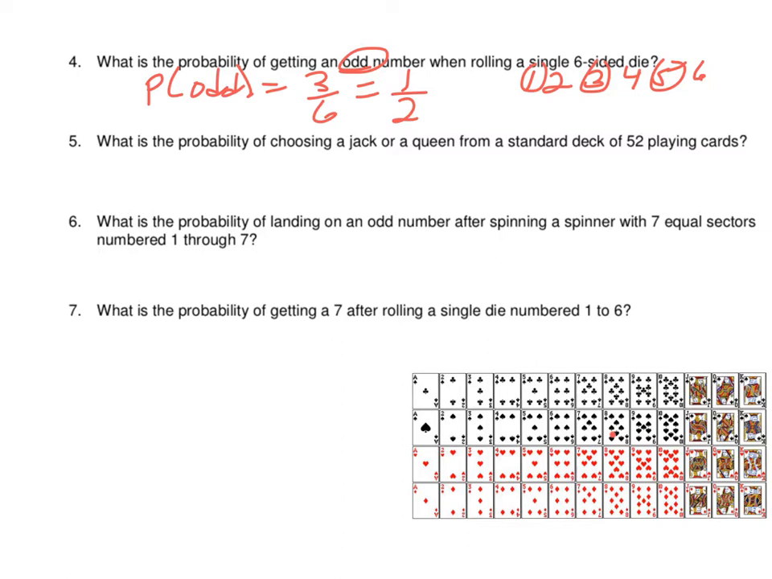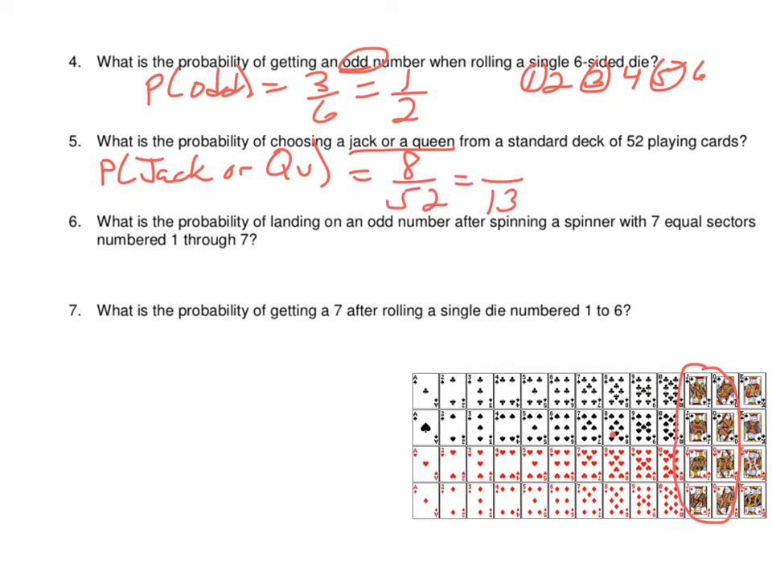Okay, number 5, the probability of choosing a jack or a queen. Probability of jack or queen in a standard deck of cards, and they actually tell you 52. So we do know if we look at our deck, that would be 8 out of 52, and remember that always simplifies to 13. Now if we look at just this column, that is 2 out of the 13. 2 out of 13 is your final answer.